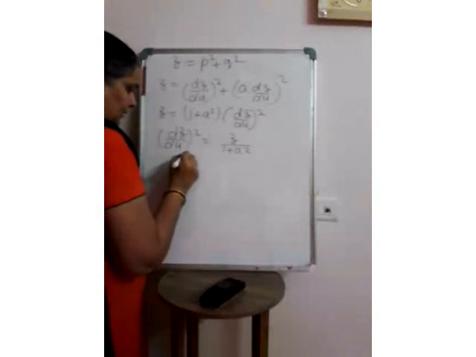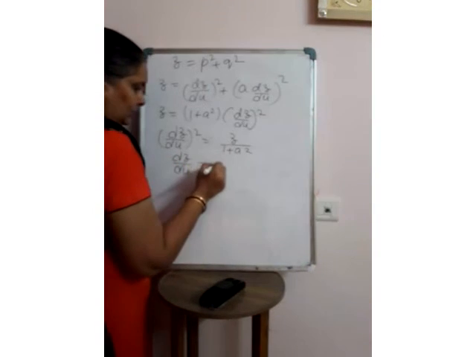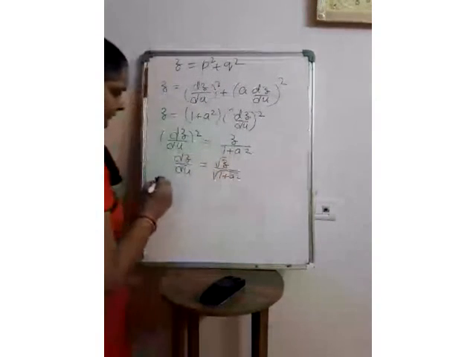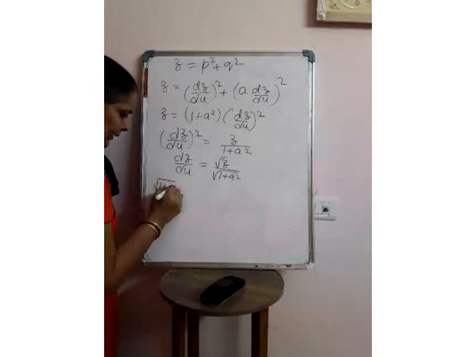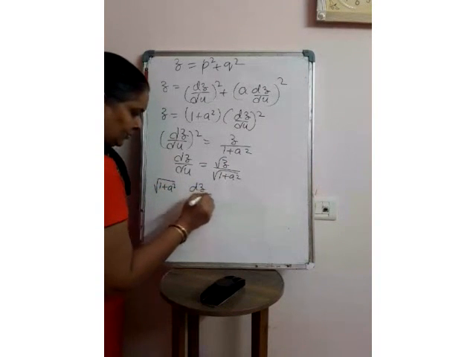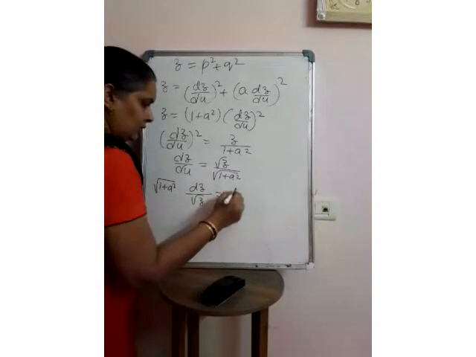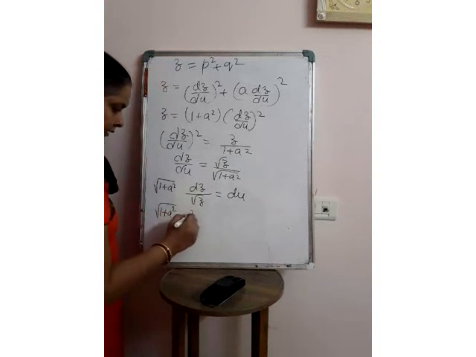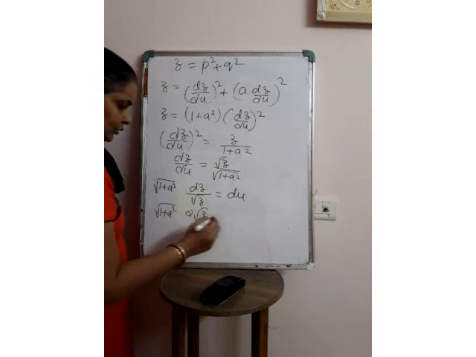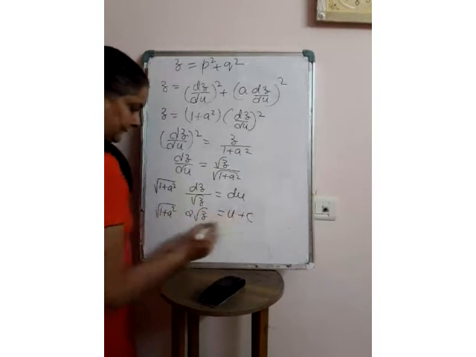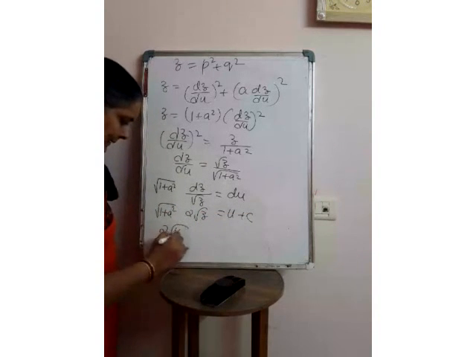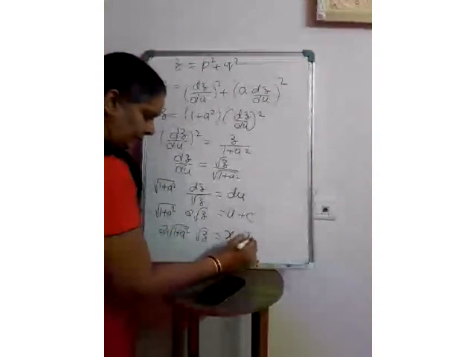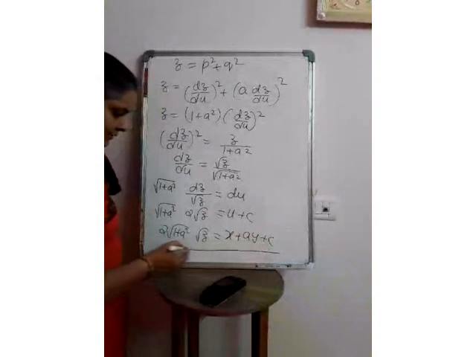So dz by du is equal to root z by root over (1 plus a square). Use variable separable form. Write it as root over (1 plus a square) dz by root z is equal to du. So root over (1 plus a square), integral of 1 by root z is 2 root z, is equal to u plus c. So 2 root (1 plus a square) into root z is equal to u, which is x plus ay, plus c. That is the solution.